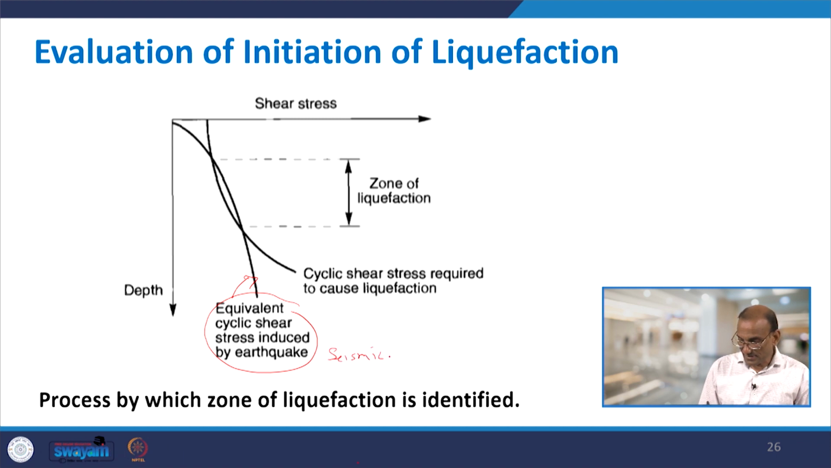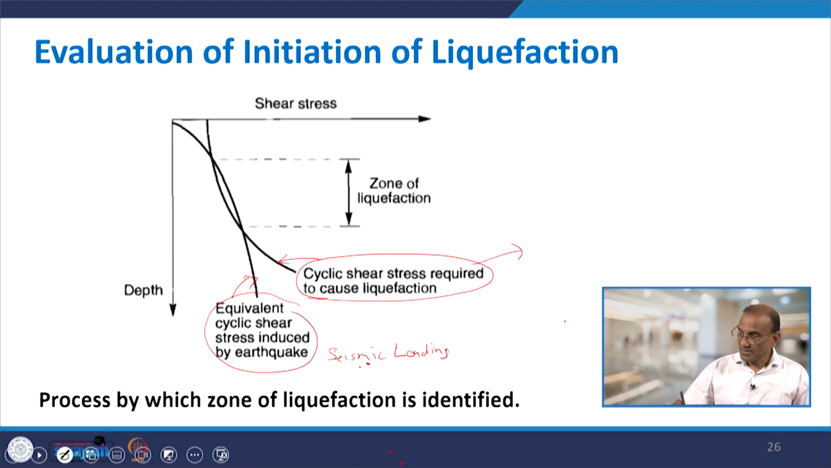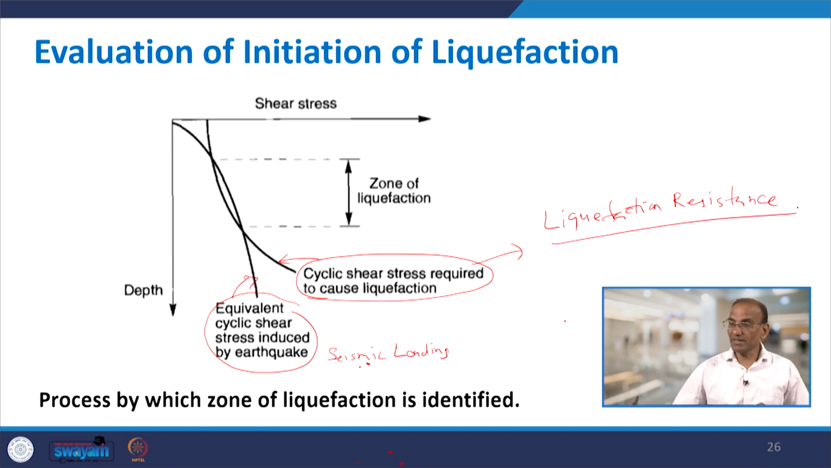That is the stresses induced inside the soil, and this is the cyclic shear stress required to cause liquefaction. So, what does this represent? This curve represents liquefaction resistance. This liquefaction resistance will come either from the laboratory data or from the field data. From the field, in this case, we will calculate it using SPT data, in situ data.